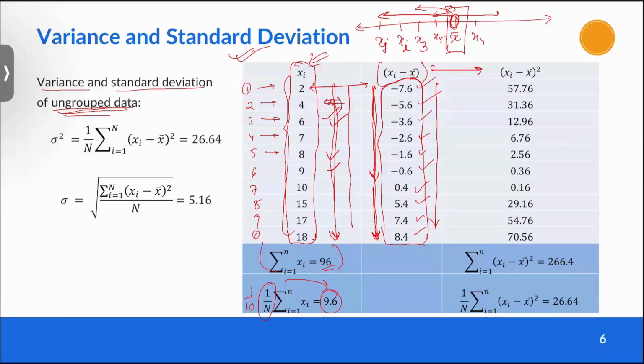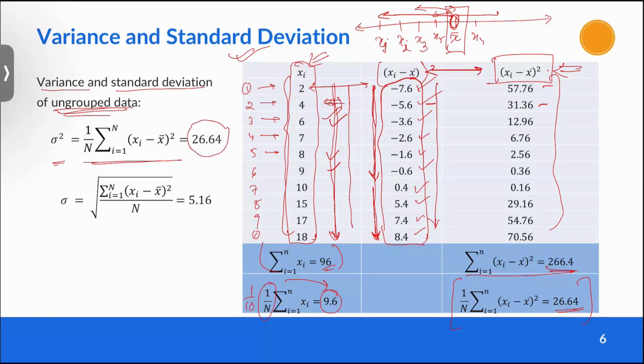Now we'll take the square of these deviations. So each deviation is squared: 7.6 squared is 57.76, 5.6 squared is 31.36 and so on. What is variance? Variance is the mean of these values. So for the mean, we have to calculate the sum. The sum of these values is 266.4 and the mean of these values is 26.64. So sigma squared, which equals 1 by n summation of xi minus x bar whole squared, has come out to be 26.64.